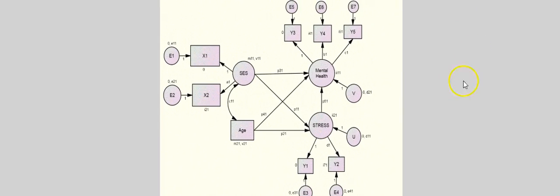Let me see if I can change this around. There we go. Maybe we can see it a little bit better. So you can see that the measurement model is such that 3 of the indicators load onto the factor called mental health, 2 of them load on the factor called SES, 2 on the factor called stress, and then age is just a single indicator. And the structural model shows that age and SES are exogenous, but there are paths here. Age and SES are predictive of stress. Age is also predictive of mental health, and SES is predictive of mental health.